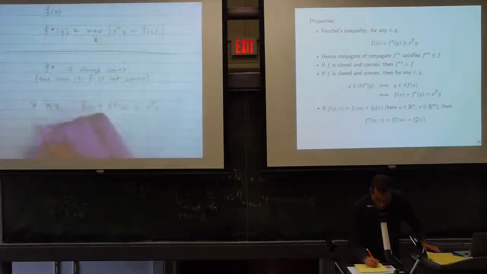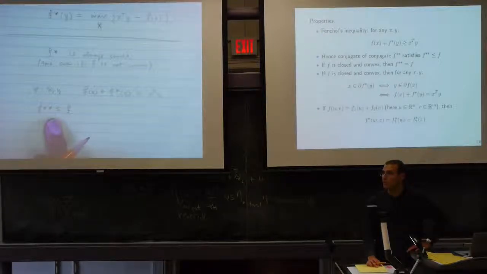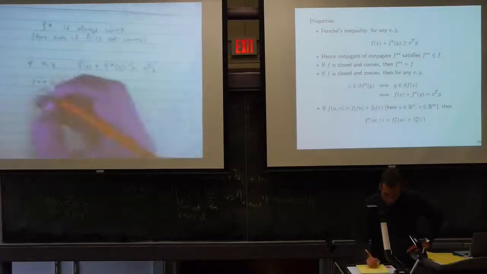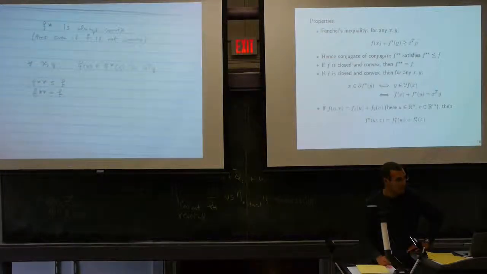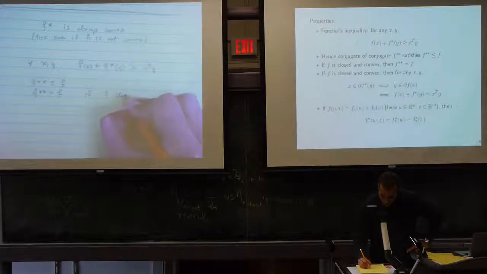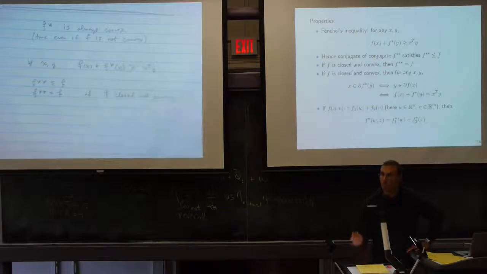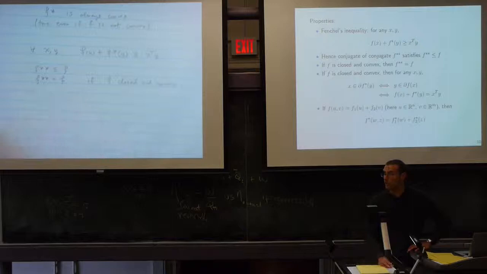These ones I'm not going to prove, but you can at least check the first one. I always have that f star star is less than or equal to f point-wise. So if I take the conjugate of the conjugate, it's always less than or equal to the original function. And then this is the most important one: if I take the conjugate of the conjugate, I get back my original function as long as this function is closed and convex. So we didn't learn what closed was. Just think of it as continuous. So for a continuous convex function, I have f star star equals f.